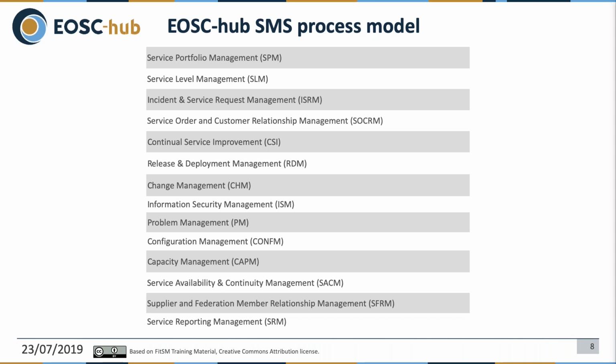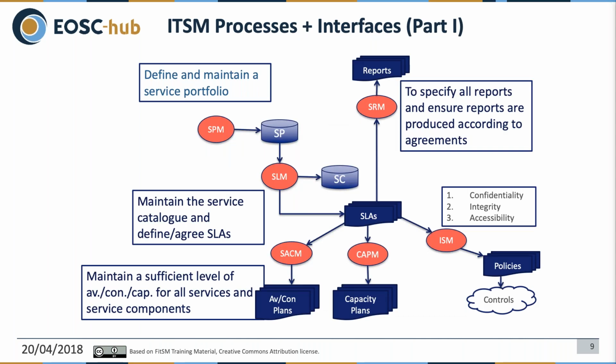How do these processes then relate to each other? Don't worry, these next slides I'm not going to go through in lengthy detail, but this is just an example of how these interactions can work. So if you see here in the upper left of this diagram, there's a box SPM. This is Service Portfolio Management. This is what I deal with. It generates a service portfolio. This is this box SP, which is then an input to the next process, Service Level Management, which I mentioned, which generates a service catalog and SLAs.